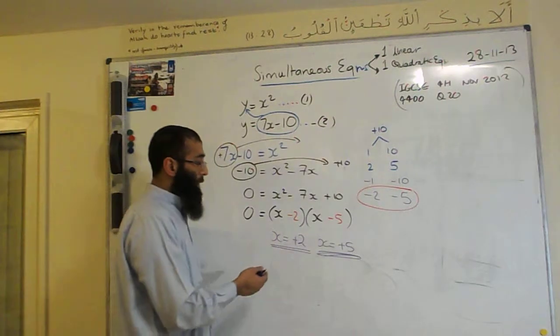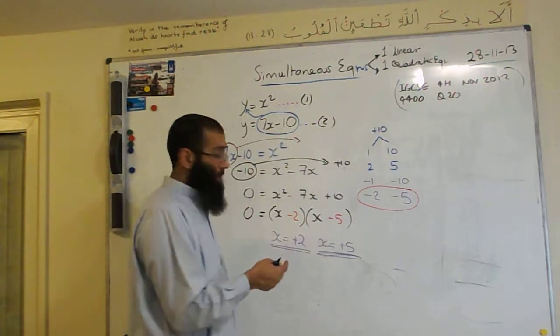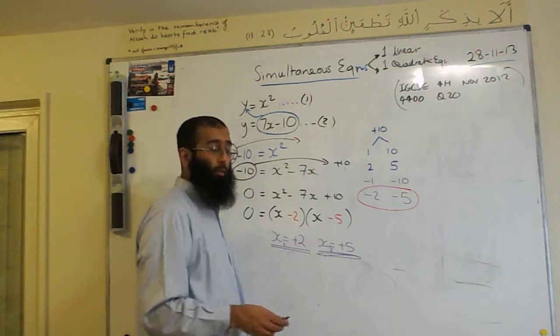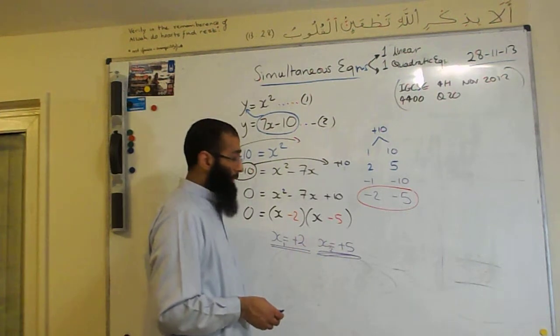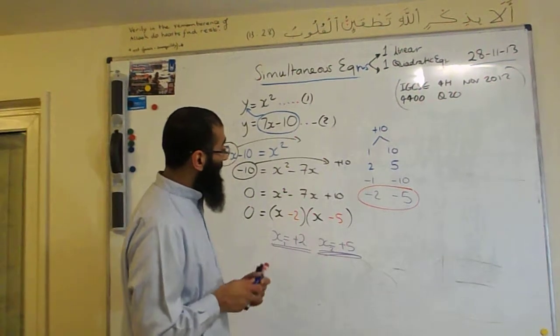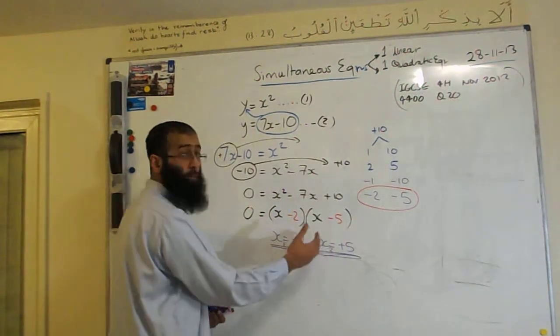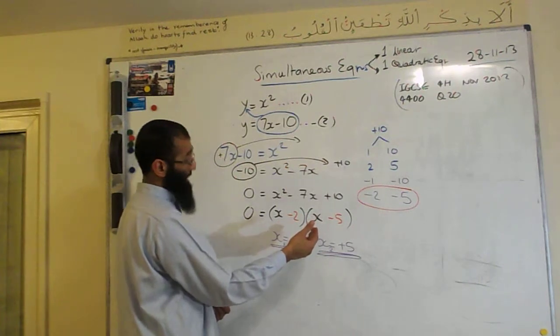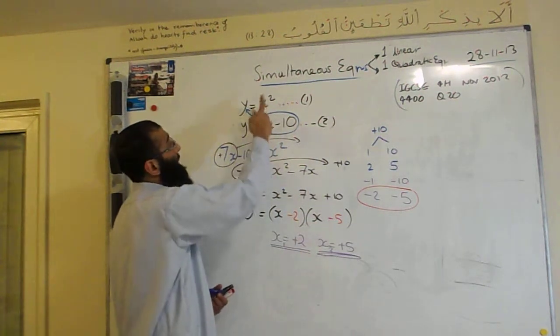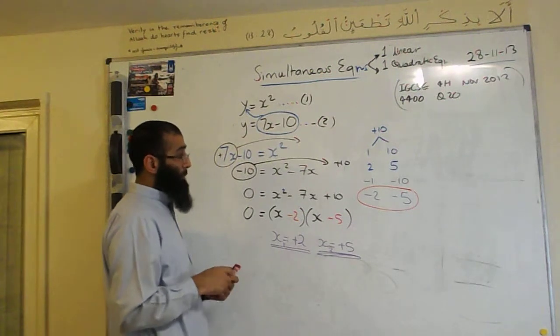So now we have our preliminary x values. So we have two x values here. Now we need to work out their corresponding y values. So in order to do that, we're going to take these x values one by one and substitute them back into any of the equations. We're going to put them back into the first one if you like. So let's do them into the first one.